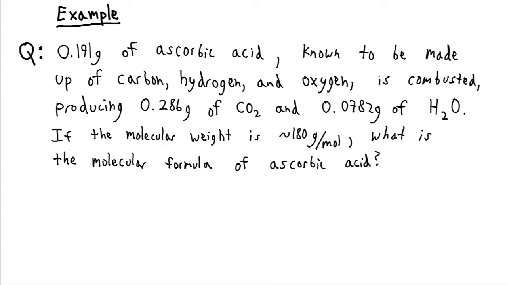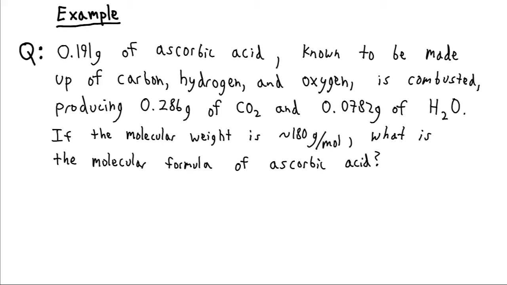Now, we've already done some experiments and we figured out that carbon, hydrogen, and oxygen are the elements which make up this ascorbic acid. And so we take a little piece of our ascorbic acid weighing 0.19 grams and we put it in our oven, get it really hot, convert it into gases. And we find that 0.286 grams of carbon dioxide gas is produced and 0.0782 grams of water gas is produced. We're going to do some other experiments and find that the molecular weight is approximately 180 grams per mole. Now, knowing this, what is the molecular formula of ascorbic acid?